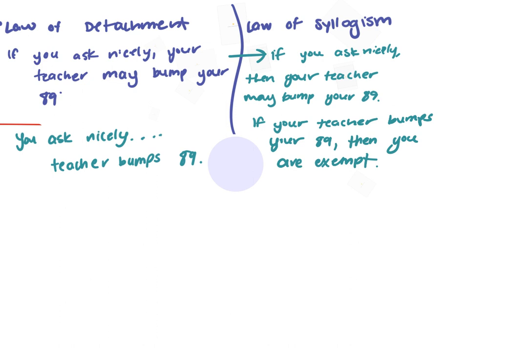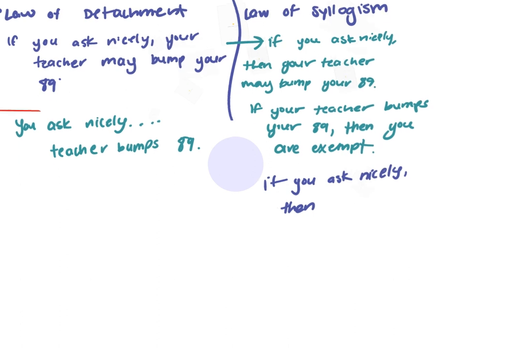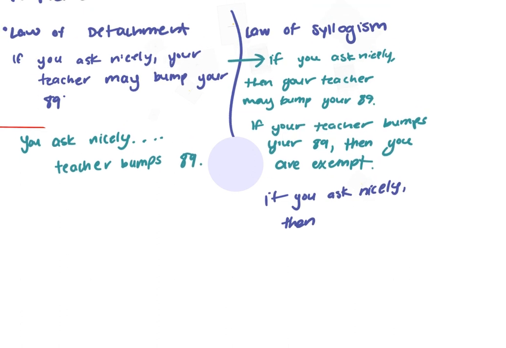So then the if-then here is if you ask nicely, then what? No, that would be the law of detachment. Law of detachment is only the if and the then occurring. But the law of syllogism is if and then. So if, then, and then that then repeats, right? You are exempt. Good.